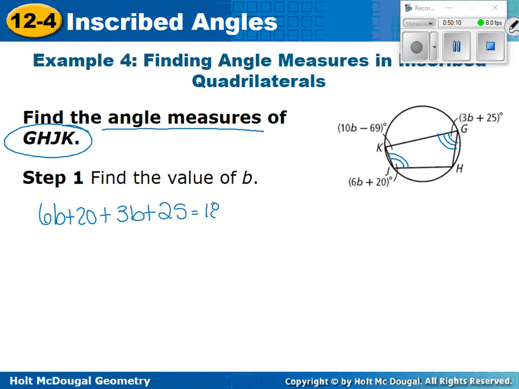We know angle J and angle G are what? Supplementary. Be careful that you don't set them equal. They're supplementary. So you could say 6b plus 20 plus 3b plus 25 equals 180. Let's go ahead and work this problem so I can make sure you can find all the angles. What would I get when I combine like terms here? 9b plus 45 equals 180.